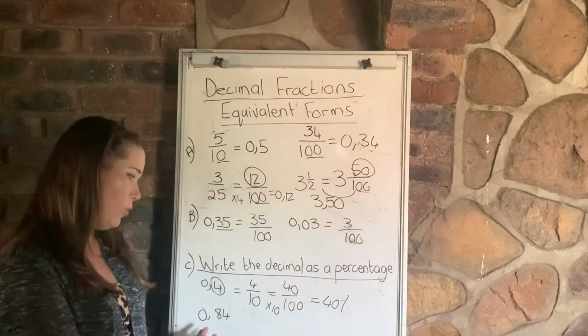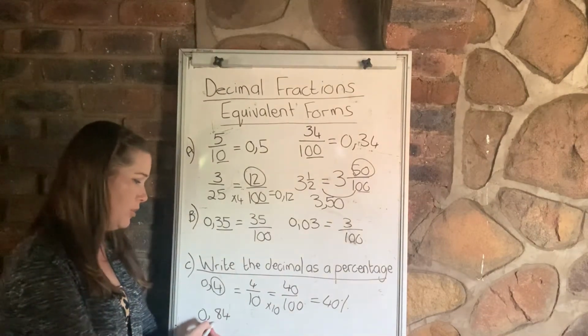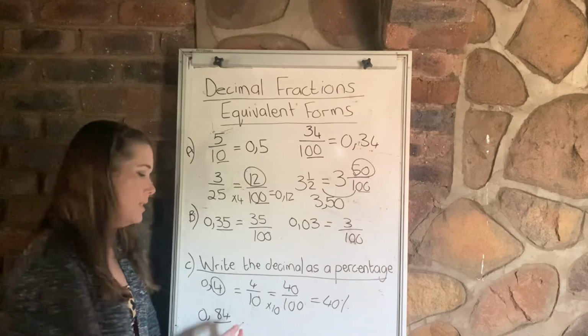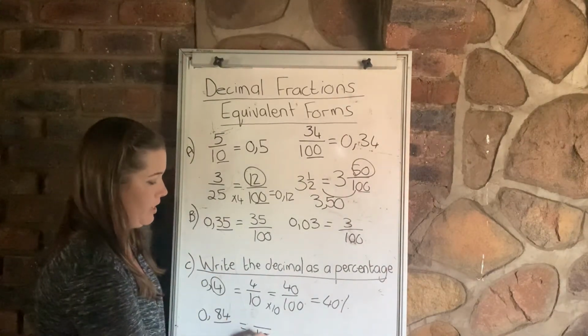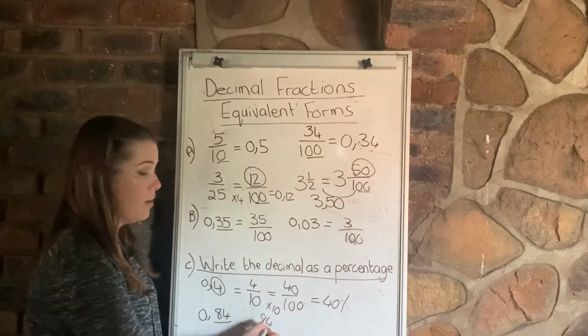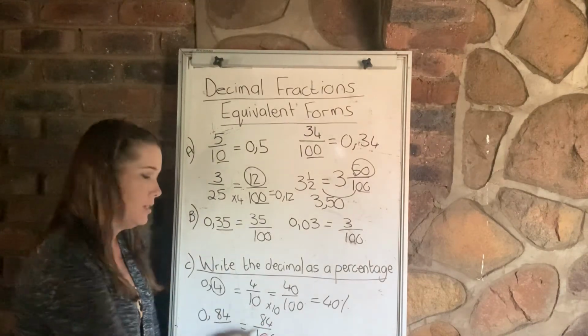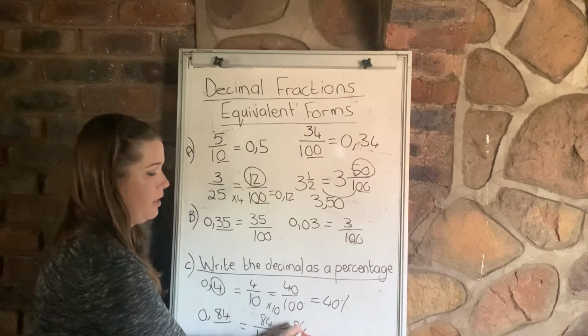This one works the same way. We have two digits after the comma. So my denominator must have 2 zeros. So it'll be 100. I will put the 84 on top. 84 out of 100 does make 84%.